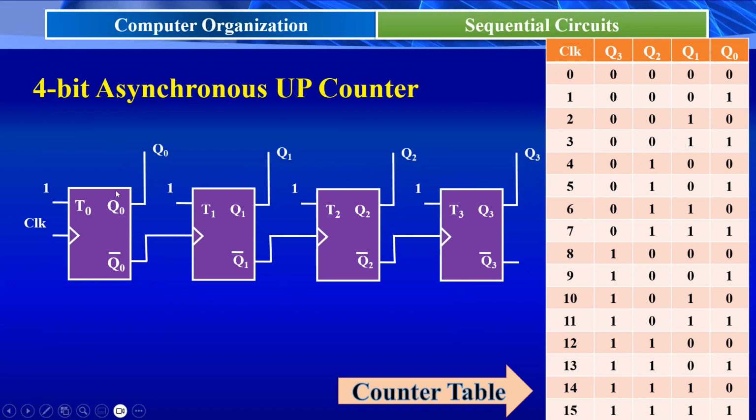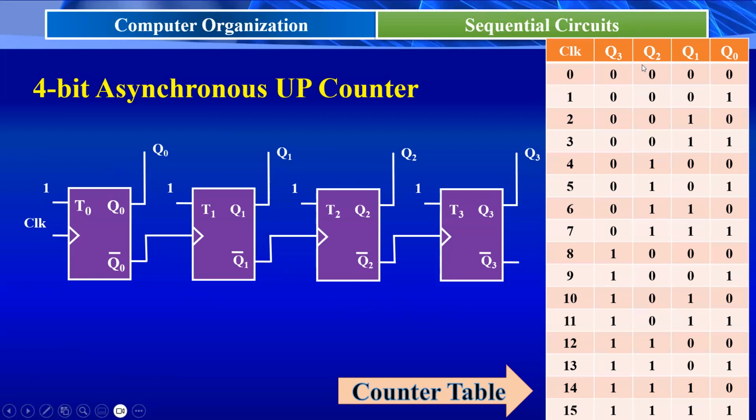See here, friends, the clock pulse is applied only to the least significant flip-flop, and this flip-flop's Q bar output acts as the clock pulse for the next higher order flip-flop. Similarly, its complement output acts as the clock pulse for the next higher order flip-flop, and so on. It is a 4-bit asynchronous up counter because here I used 4 flip-flops.